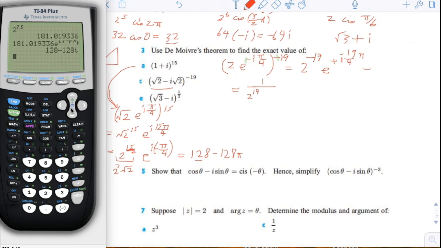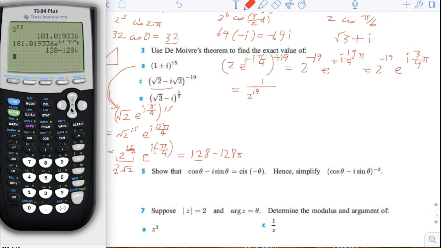Now, let's try to get 19/4 pi into something easier to understand. So if we subtract 2 pi from it a couple times, we'll get it to something between 180 degrees and negative 180 degrees. So we subtract 8/4, we'll get 11/4. We subtract 8/4 again, we'll get 3/4. So that's reasonable. So i 3/4 pi.